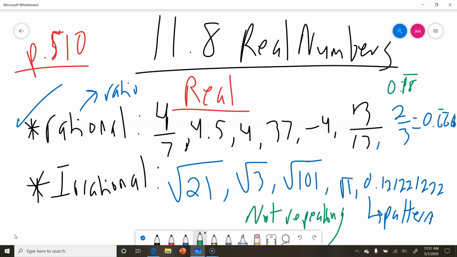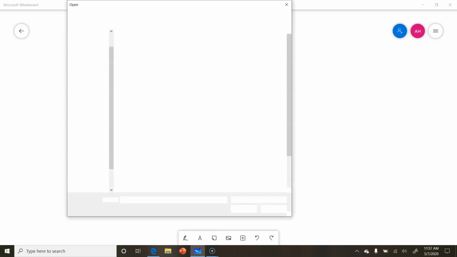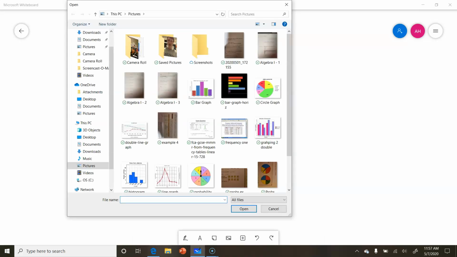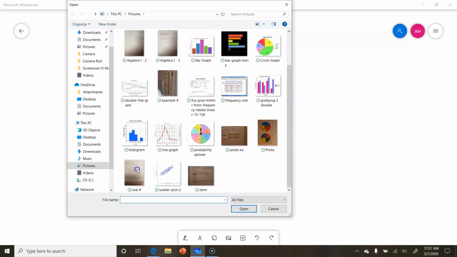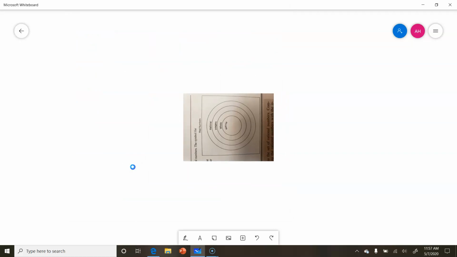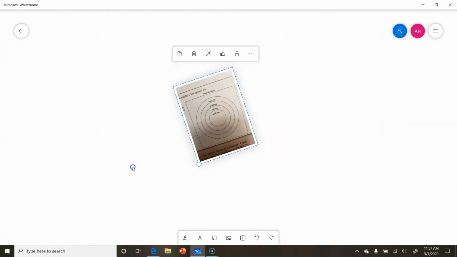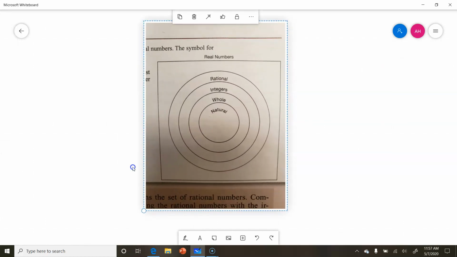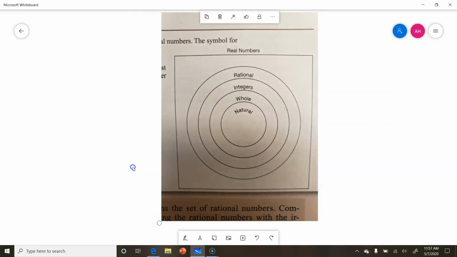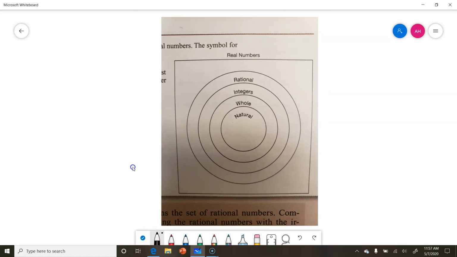Now let me pull up a chart here. Let's see if I can do this. It's always fun to try and use my technologies for my benefit, but let's see if we can do this. Add a picture of, this is from your book. So here we go. Yay. Oh, really? That's really disappointing. I think I can turn it. There we go.